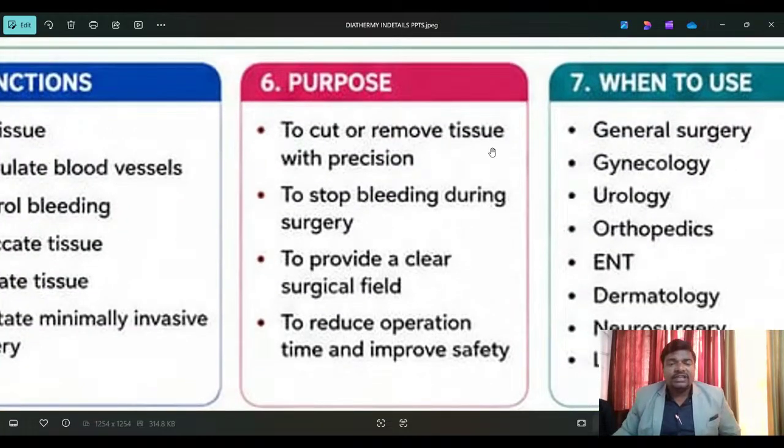Now, the diathermy purpose: to cut or remove tissue with precision, to stop bleeding, to provide a clear surgical field during surgery, and to reduce operation time and improve safety. In the operation theater, diathermy is one of the most precious pieces of medical equipment. Without diathermy, operation theater services cannot continue. If you go to any operation theater, the basics will be there: diathermy, anesthesia ventilator, OT table, and suction aspirator. A few things are mandatory to keep in the operation theater.